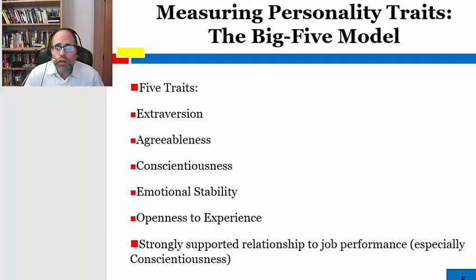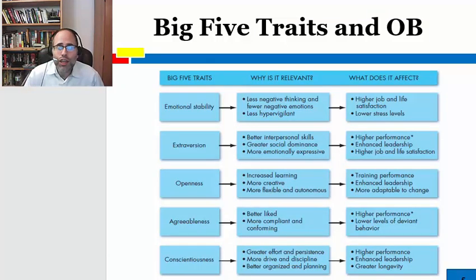And there's a strongly supported relationship to job performance with all of these. You don't necessarily have to be an extrovert, but you have to be willing to at least behave or work with other people. And of course, there are reasons why all of these things help. They're relevant because people who are emotionally stable think negatively less and have a higher satisfaction. People who are extroverted have a little bit of a leg up in terms of interpersonal skills, and it improves performance and leads to higher satisfaction.